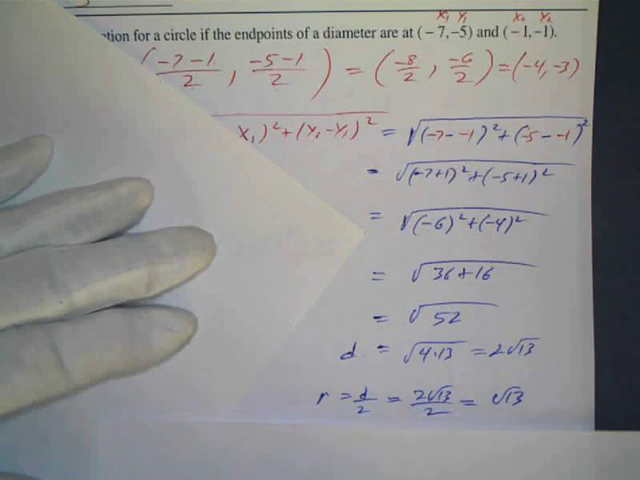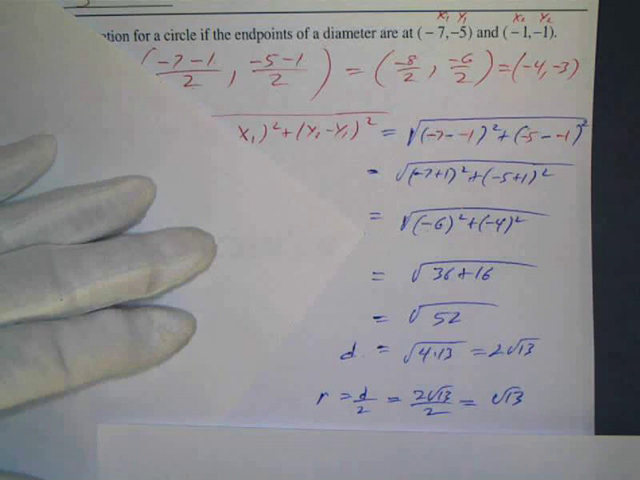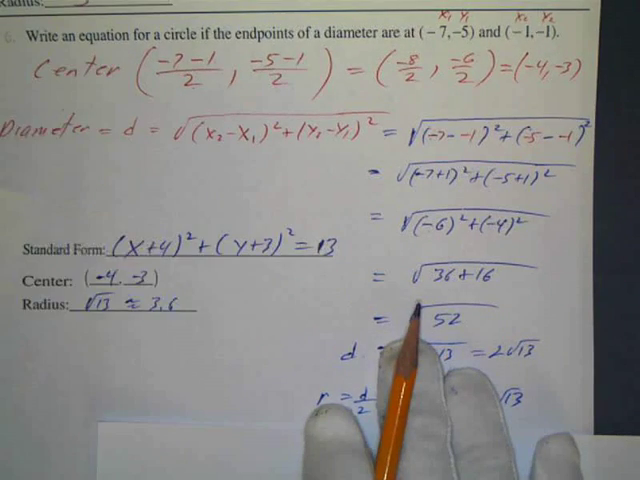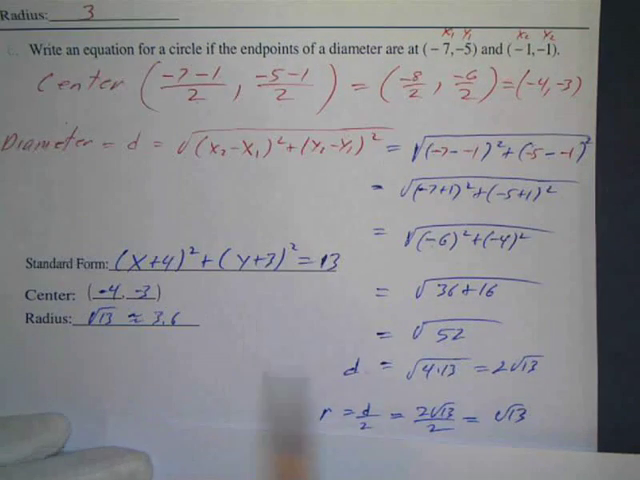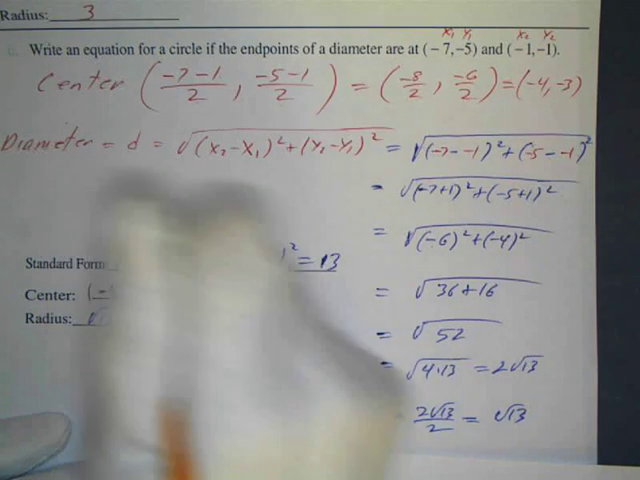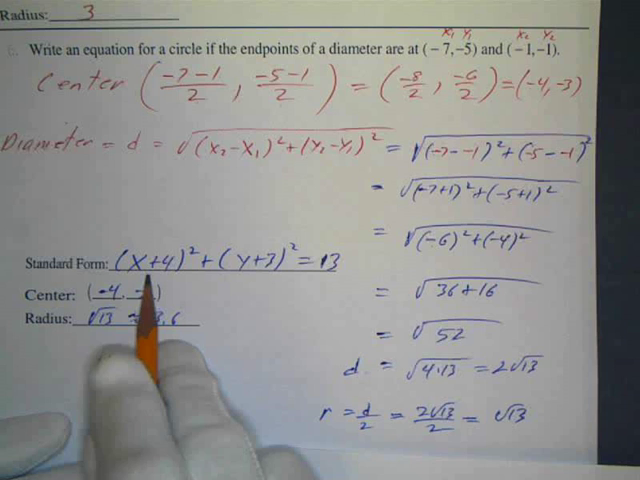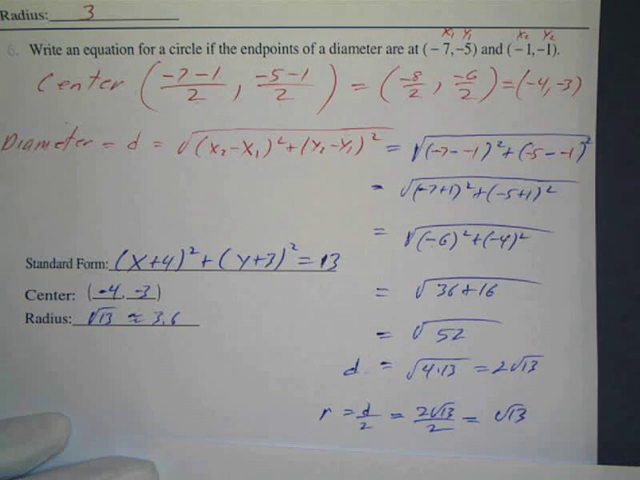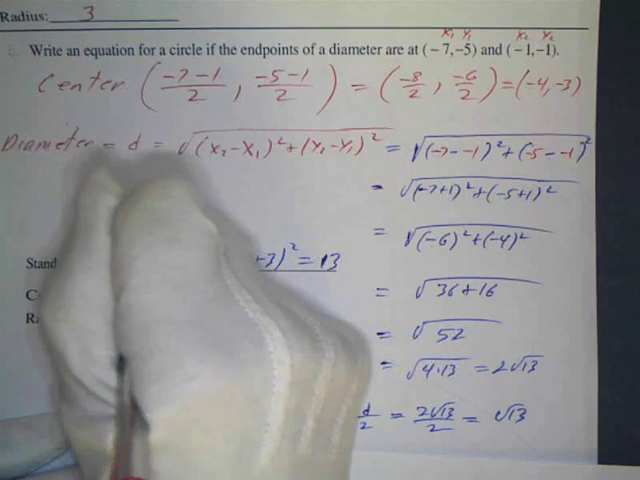So what's the radius? Well, the radius is the diameter divided by 2, so my radius will be just the square root of 13. Now remember the formula, it's radius squared, so we want the equation of a circle. It's going to be r squared, and this is my center, so it's going to be x minus, I guess I should write the standard form so you see that.